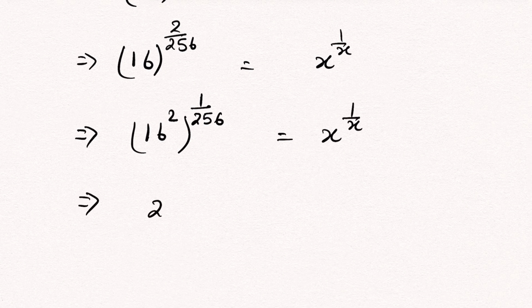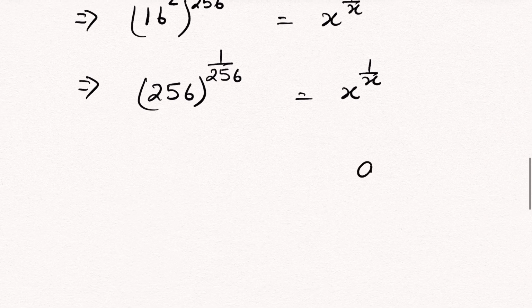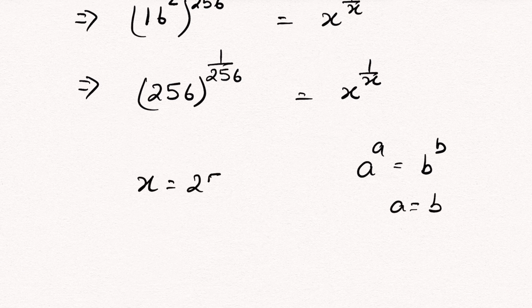16 square is 256 raised to the power of 1 upon 256 is equal to x raised to the power of 1 upon x. Now there is a rule: if a raised to the power of a is equal to b raised to the power of b, then a is equal to b. That means x is equal to 256. So this is our answer.